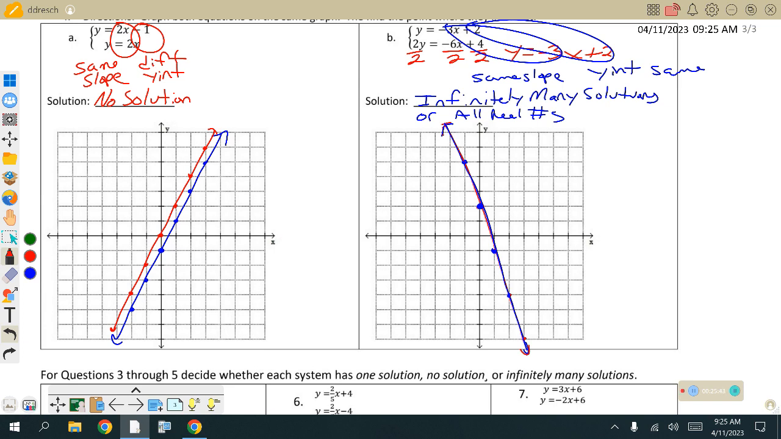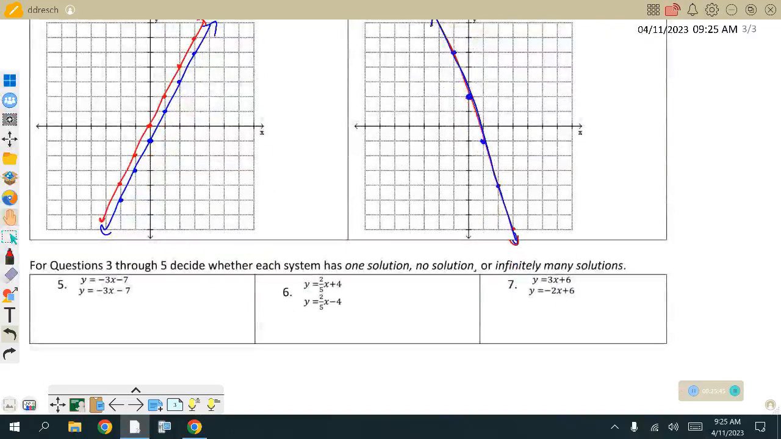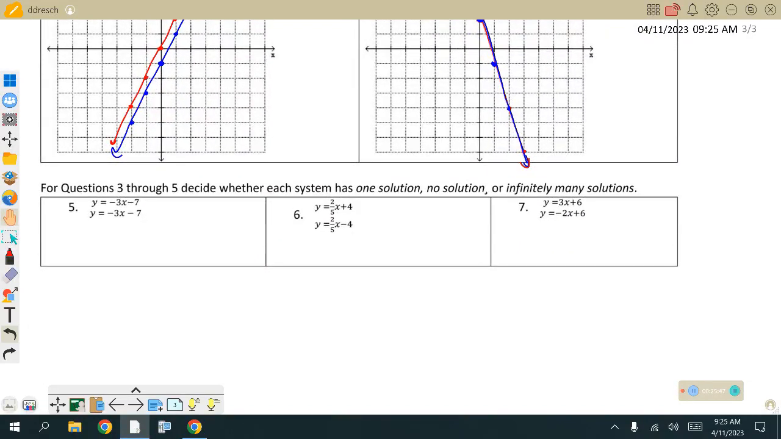Thank you. So really quick down below, let's play the knockout game. All right, got another one. Alrighty. So, right across the board, quick rapid response, looking at those slopes and y-intercepts. What do we got? One, no, or infinite?